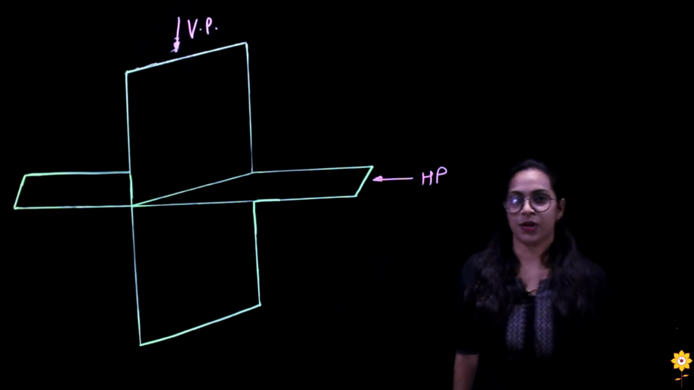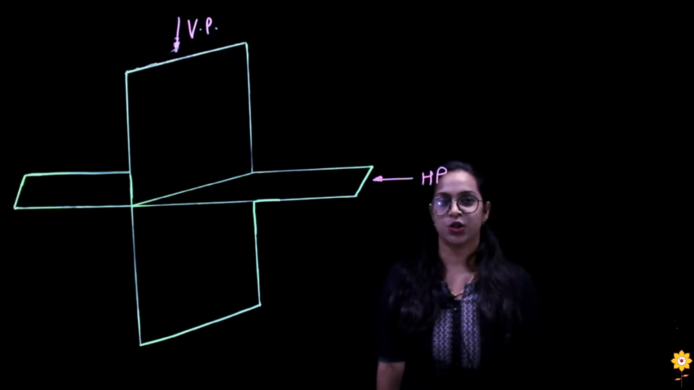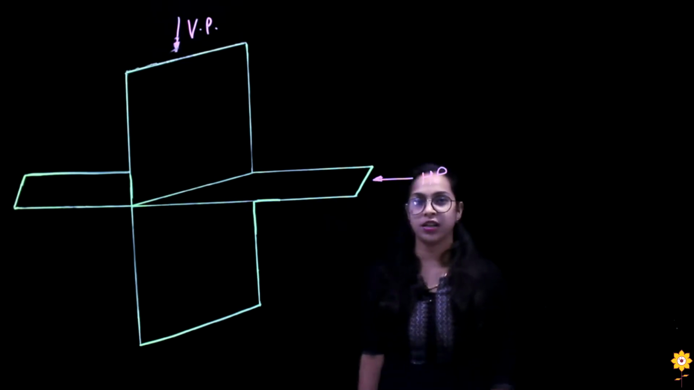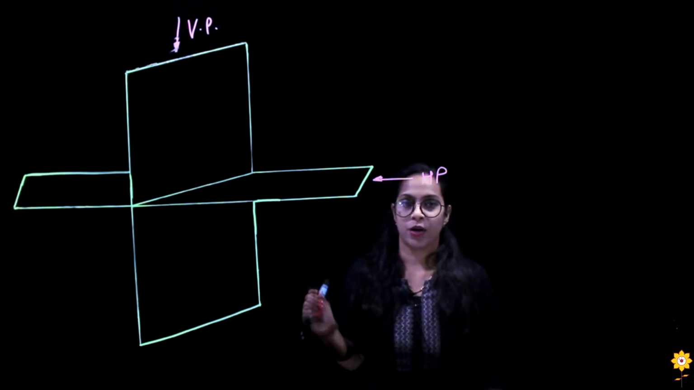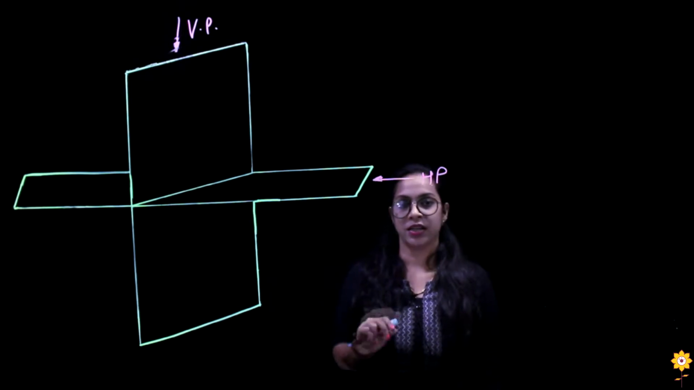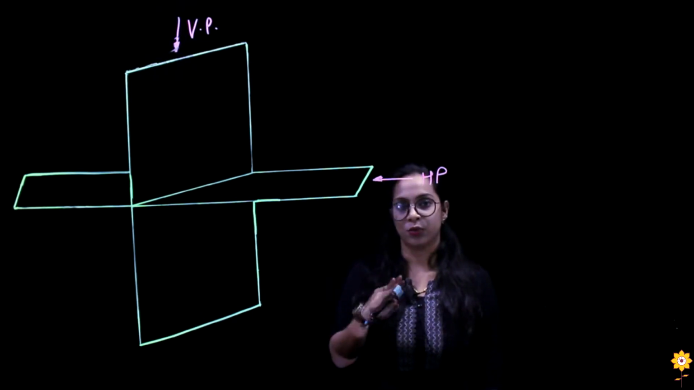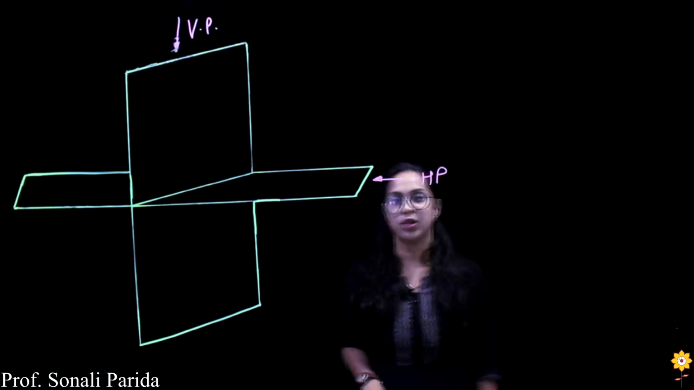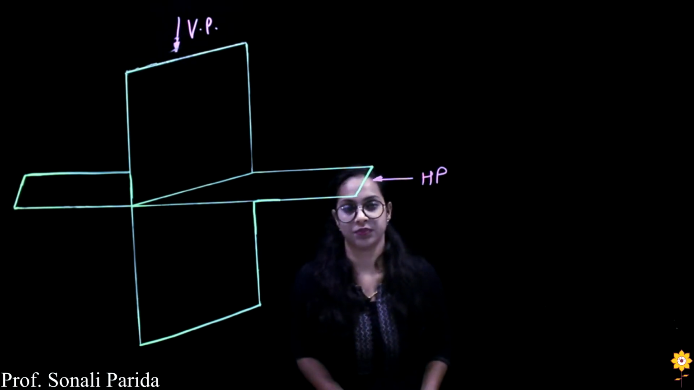So in this lecture today we'll continue with the topic projection of lines. From the last lecture we know how to locate a point according to the quadrant system, from which direction we should view, and on which plane we get the image. In this lecture we'll do the same with lines.